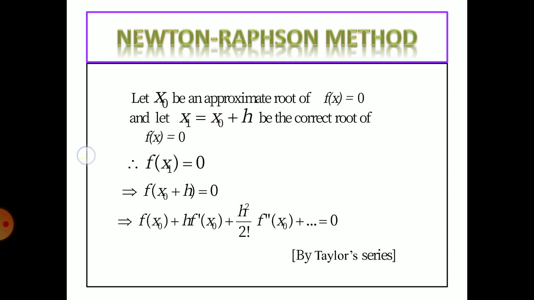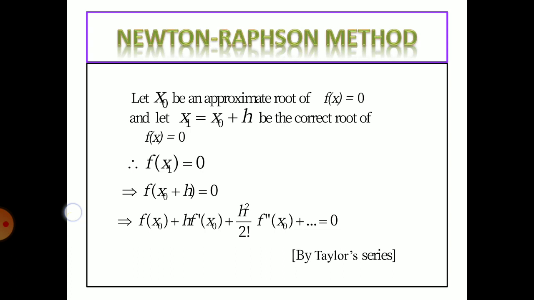As x1 = x0 + h is the correct root of the equation f(x) = 0, x1 must satisfy the equation f(x) = 0. Putting x = x1 in the equation f(x) = 0, we get f(x1) = 0. But we know that x1 = x0 + h. Put the value of x1 here, and therefore we get f(x0 + h) = 0. Now students, listen carefully.